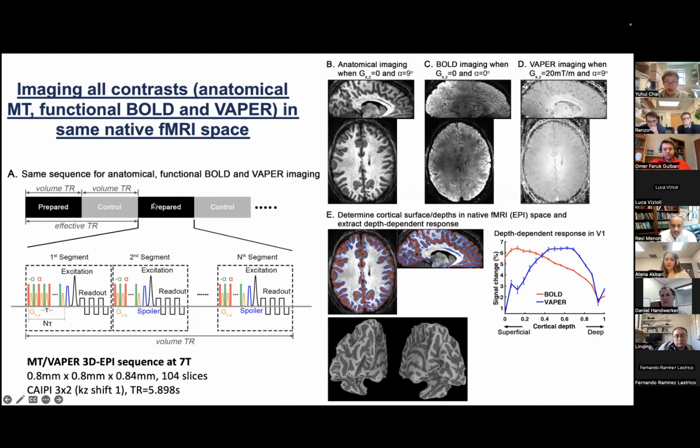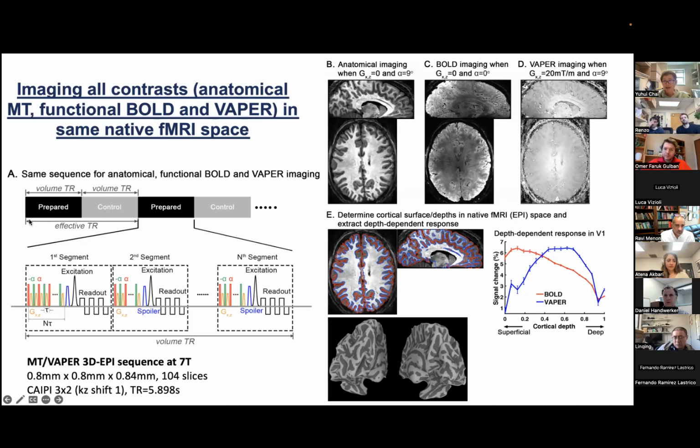And in every other volume we also acquire the identity-prepared 3D EPI. Those identities are basically a blood suppression module. It will give us intravascular contrast combining both blood volume and perfusion, so we call it a VASO image. So for fMRI measurement, we have both BOLD and VASO. VASO is more layer specific.